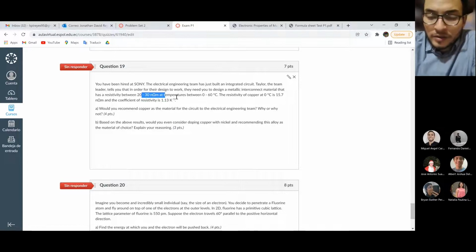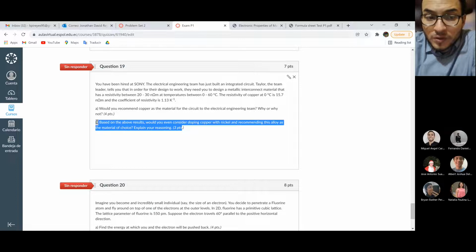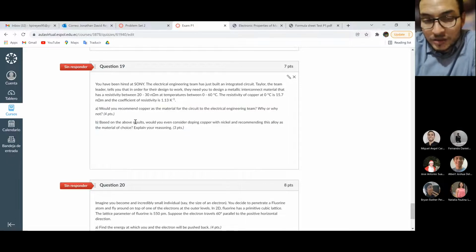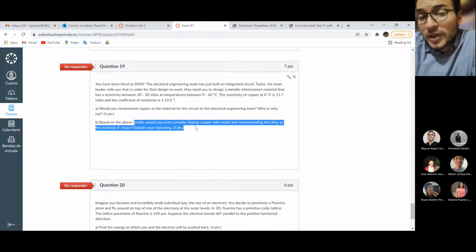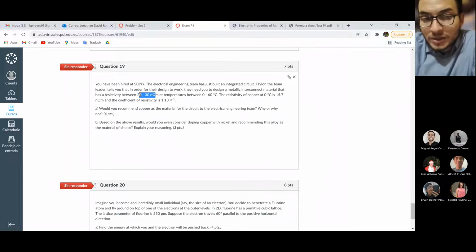So yeah, this question will really depend on what your answer to part A was. But the right answer was yes, probably I would, because I know I will increase the resistivity and might reach at least the upper part of the range that I'm required to achieve. Okay, any questions?